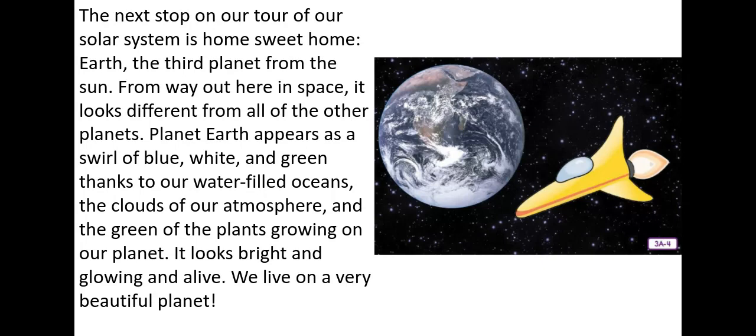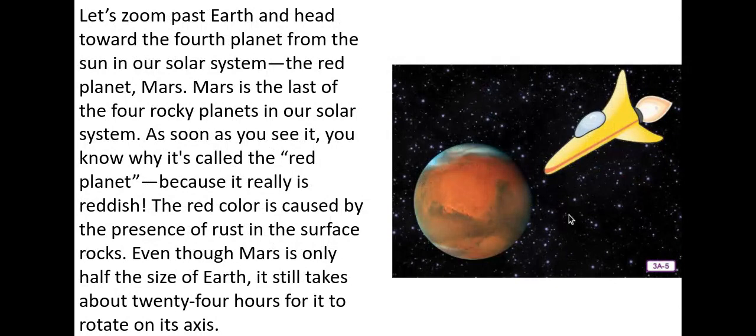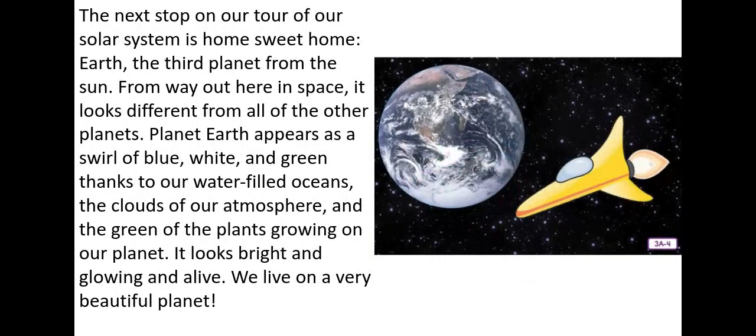The next stop on our tour of the solar system is Home Sweet Home, Earth, the third planet from the sun. From way out here in space, it looks different from all the other planets. Planet Earth appears as a swirl of blue, white, and green, thanks to our water-filled oceans, the clouds of our atmosphere, and the green of the plants growing on our planet. It looks bright and glowing and alive. We live on a very beautiful planet.